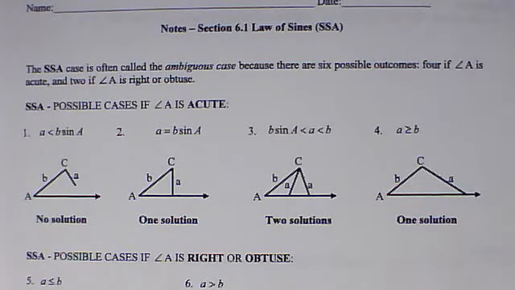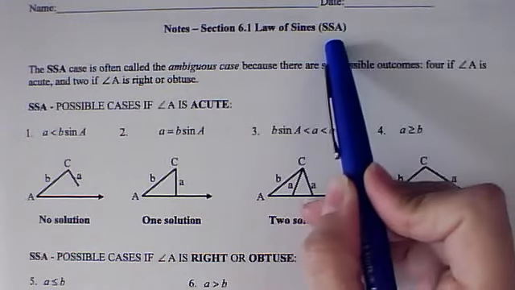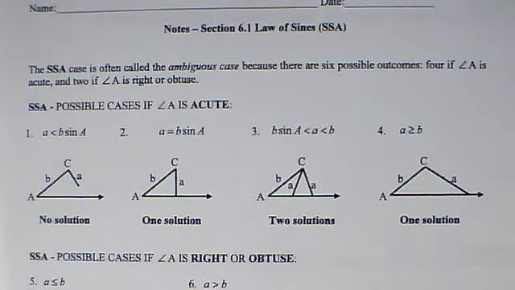Today in pre-cal, we're extending our lesson about law of sines, but this time instead of being given two angles, we're only going to be given one angle and two sides, or the case of side-side-angle. The side-side-angle case is often called the ambiguous case because there are 6 possible outcomes. Ambiguous meaning confusing, there are 6 outcomes.